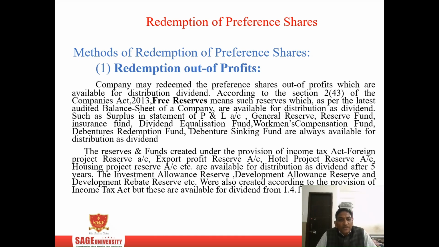First, redemption out of profit. The company may redeem the preference shares out of profit which is available for dividend, such as P&L account credit balance, general reserve, reserve fund, insurance fund, dividend equalization fund, workmen compensation fund, etc.